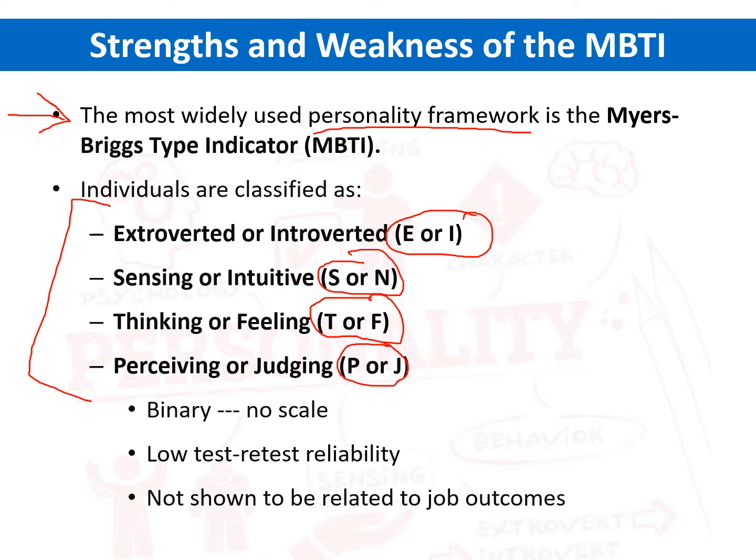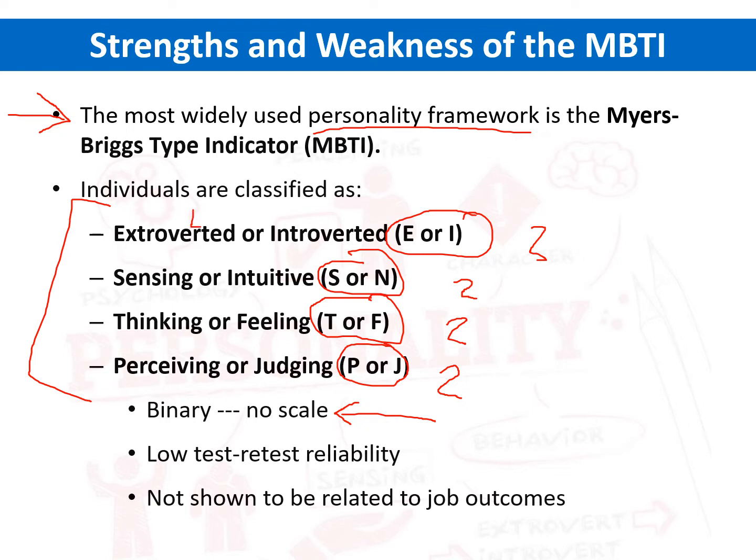Why is it one of 16? Well, it's 2 times 2 is 4, times 2 is 8, times 2 is 16. So there are 16 different potential combinations of personalities that we can have here. Now there are some challenges with the Myers-Briggs. All right, so for one, it's binary, meaning there's no scale. All right, what exactly do we mean by that?